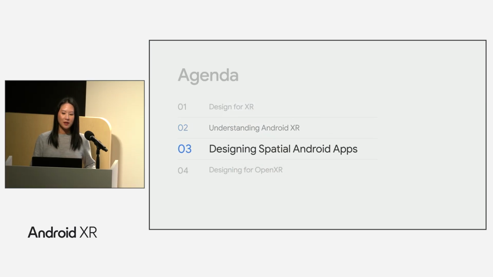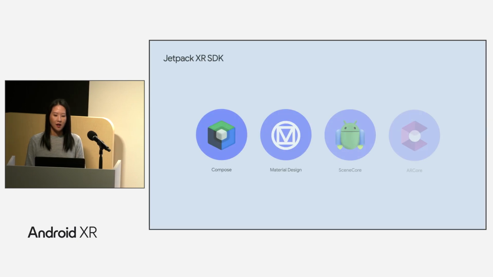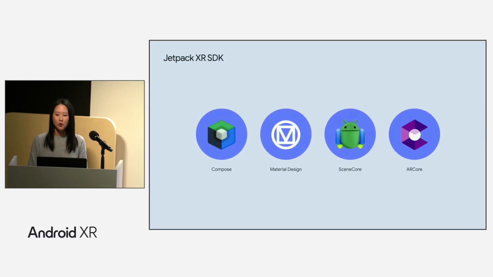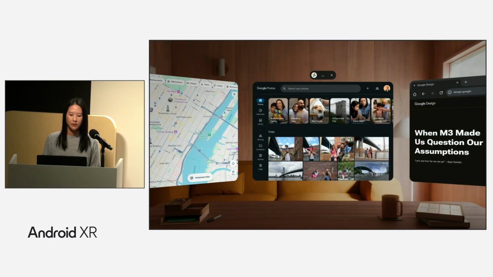I'm here to share some key design considerations that will help you craft an amazing user experience for Android spatial apps with Jetpack XR. We have a whole suite of tools to help you build your Android XR app. These include Jetpack Compose for XR for spatial UI layout, Material Design for XR for adapting components and layout to XR, Jetpack SceneCore for 3D content, and ARCore for advanced perception capabilities.